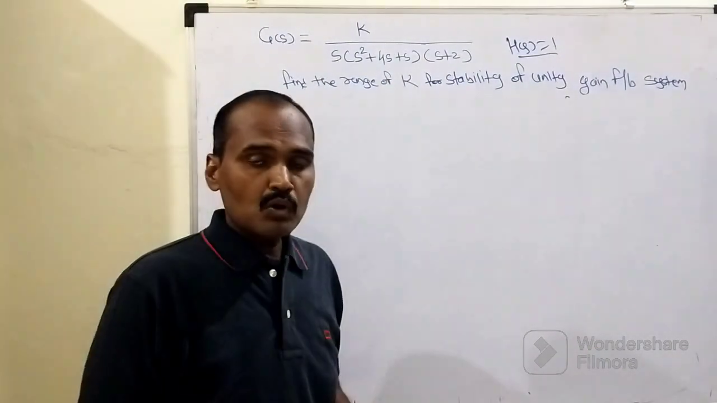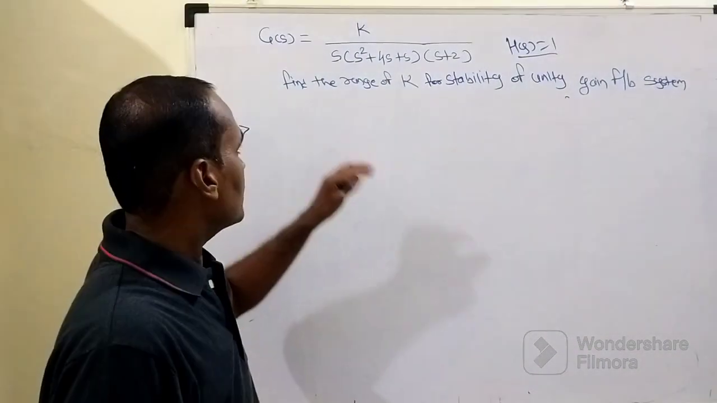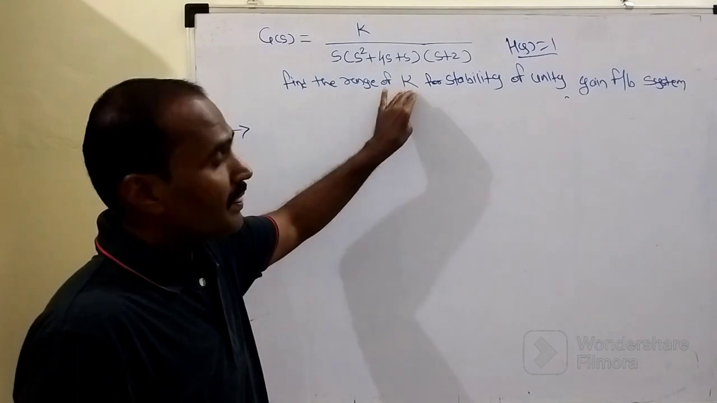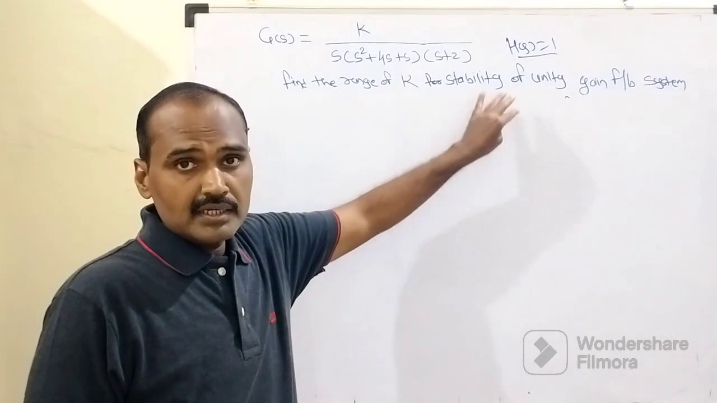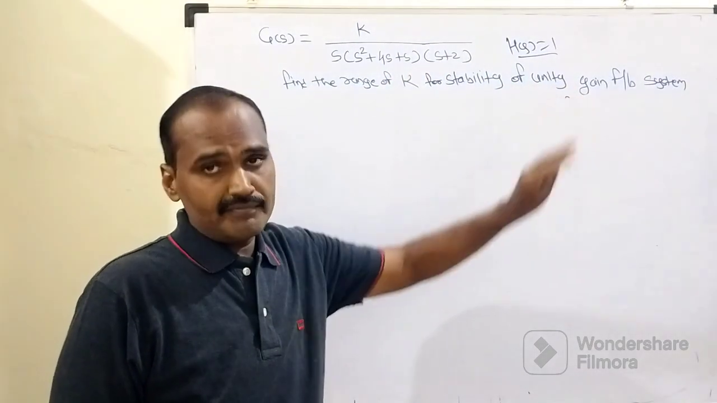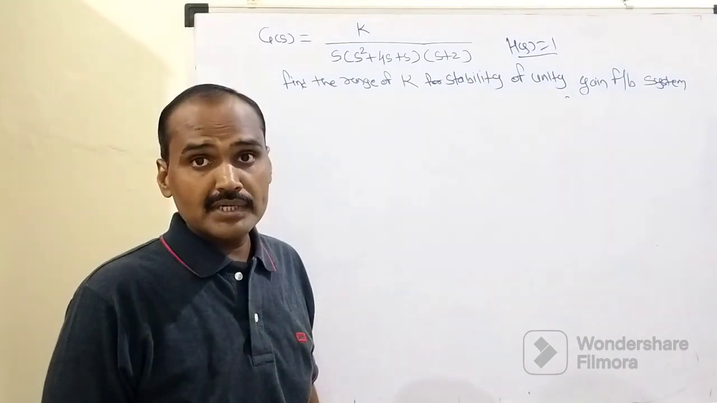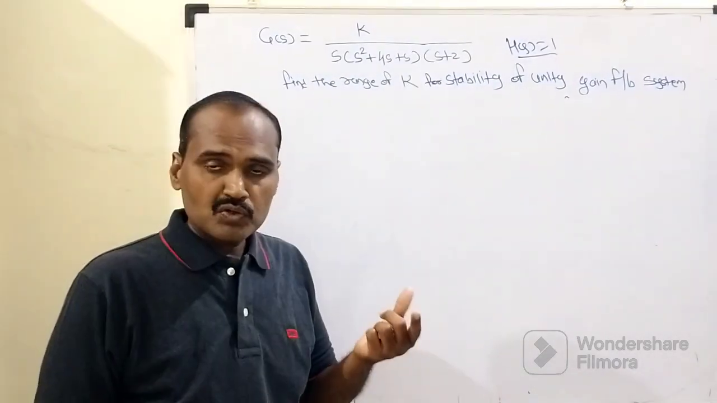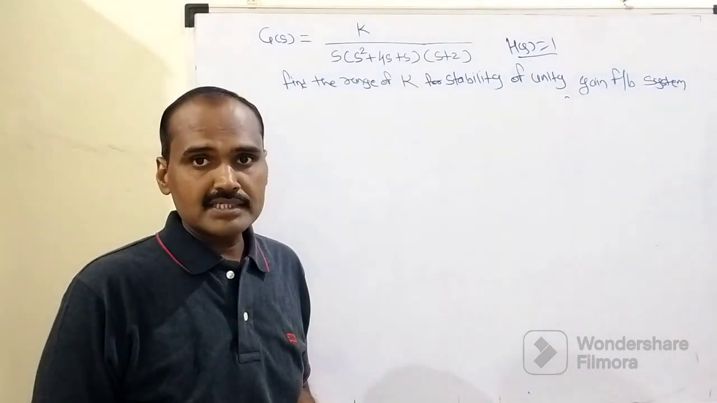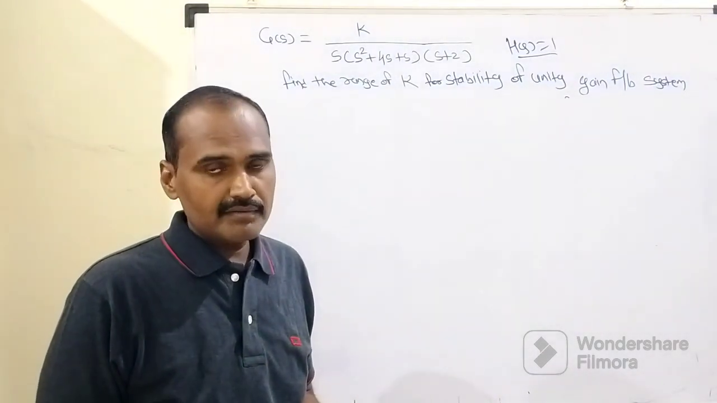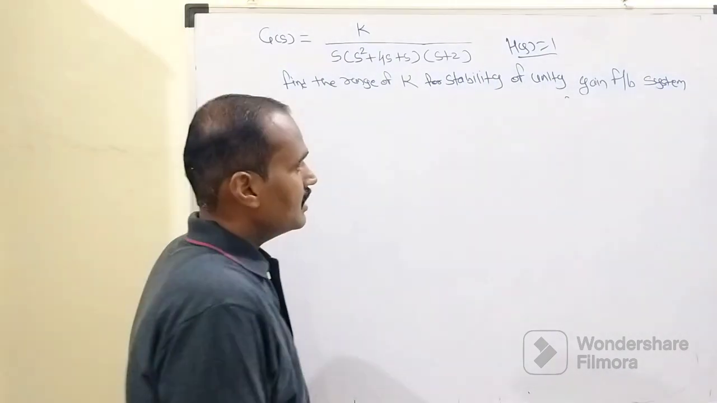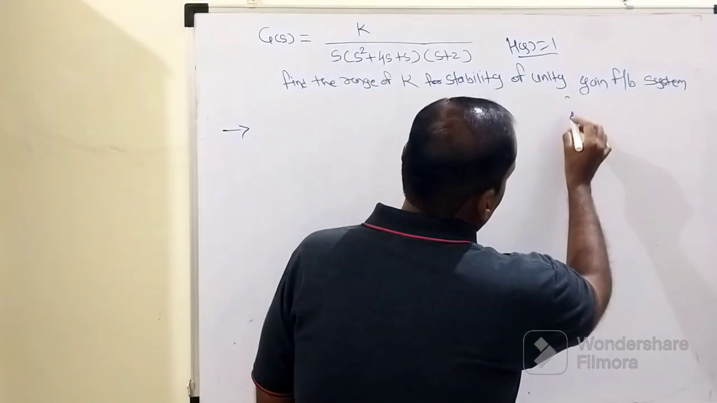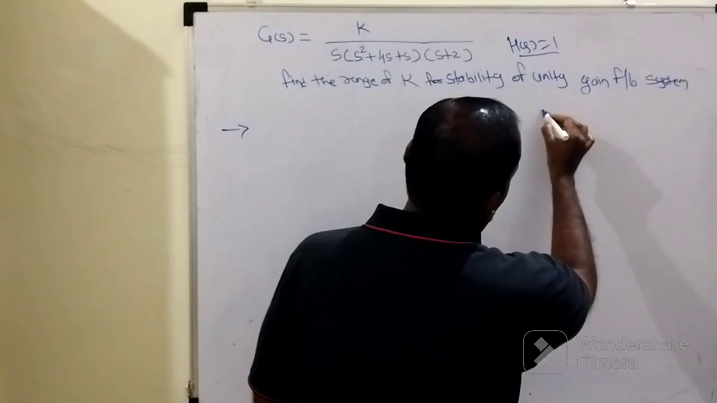Let us quickly go through. The objective for this session is to determine the range of K for the stability of this given unity gain feedback system. So basically it is a unity gain feedback system. First of all, what we need to do? First of all, we need to declare the characteristics equation of this unity gain feedback system, because according to the basic definition of this closed loop control system, how will it look like?